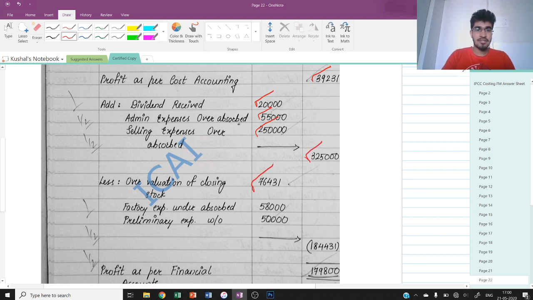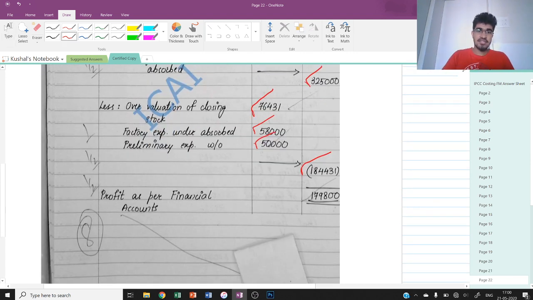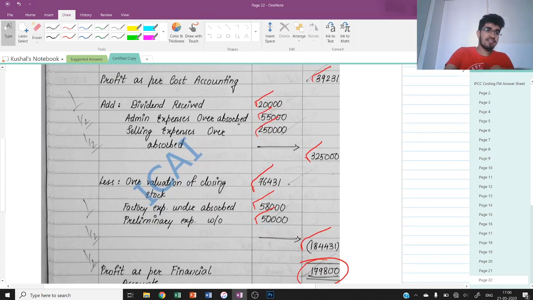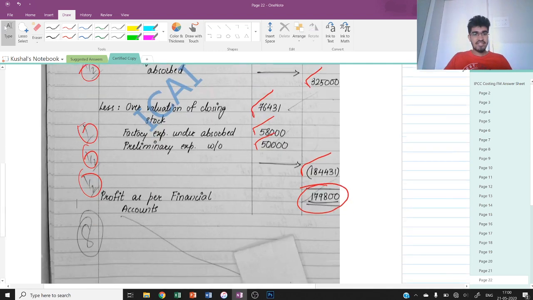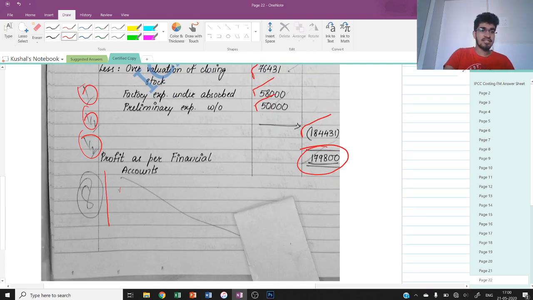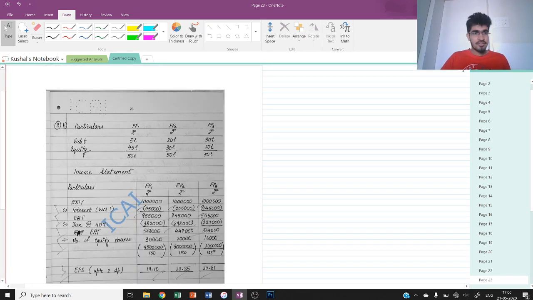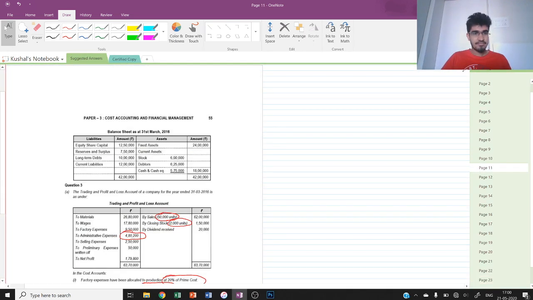The closing stock has been overvalued. The factory expenses are under absorbed. Preliminary expenses have been written off. Okay, and once you subtract and add all these details, you can get the profit as per financial accounts. See, there is half mark for each and every adjustment. Half, half, one, half. Okay, so there are marks for each and every step, and I was able to score 8 out of 8 marks in this particular question. Okay, I hope the analysis is being useful for all of you. Let's move on to the next question now. Question number 3B.